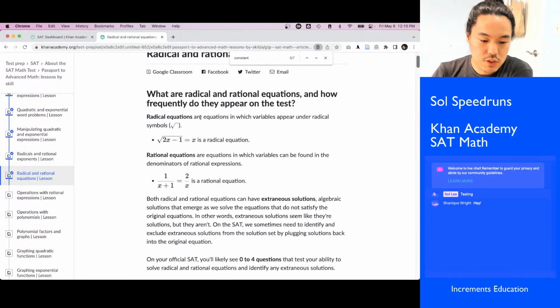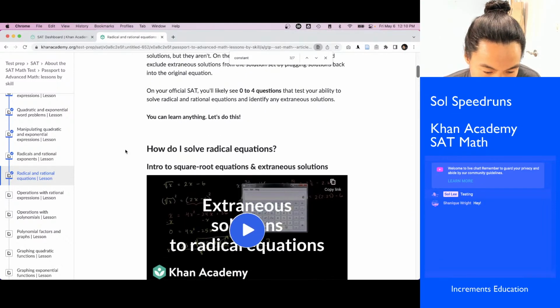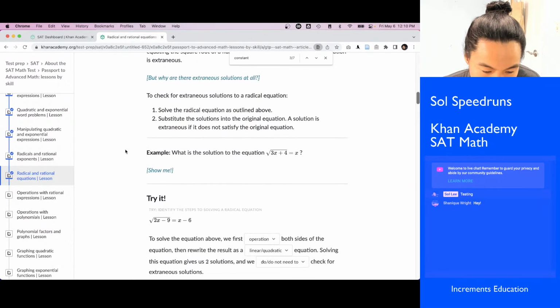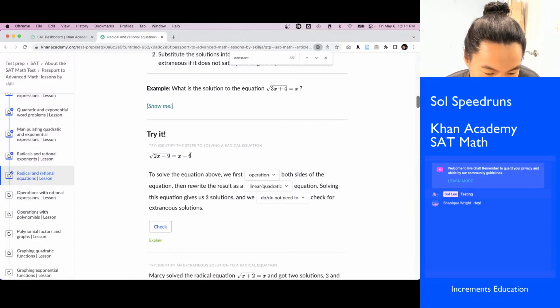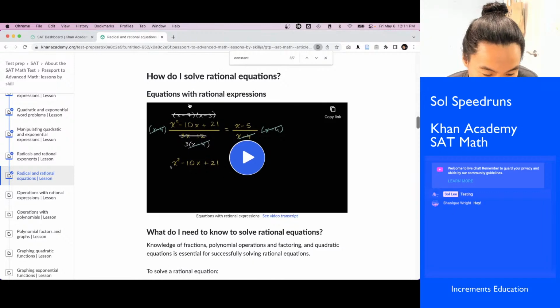Radical equations. Do I need to? I feel like I don't need to know this. I think I already do know this. All right, let's try this first. So how do I do this? I just square both sides. So 2x minus 9 is equal to x squared minus 12x plus 36. Then I just finish it off. Okay.